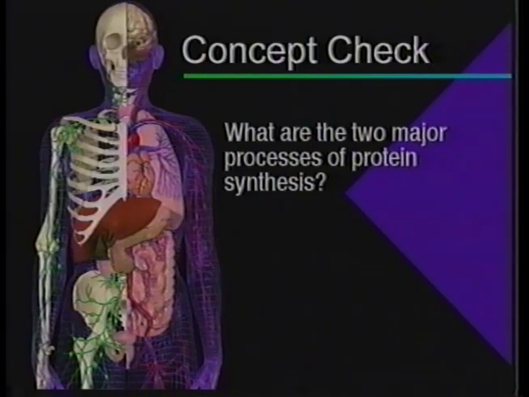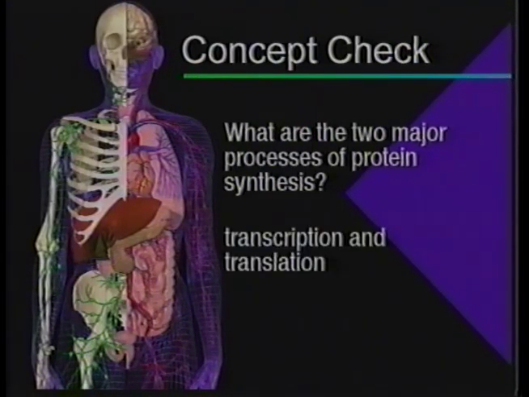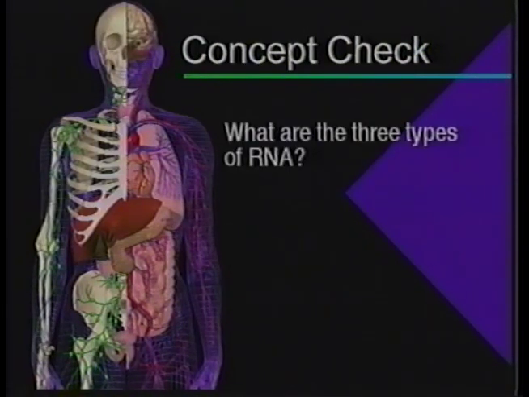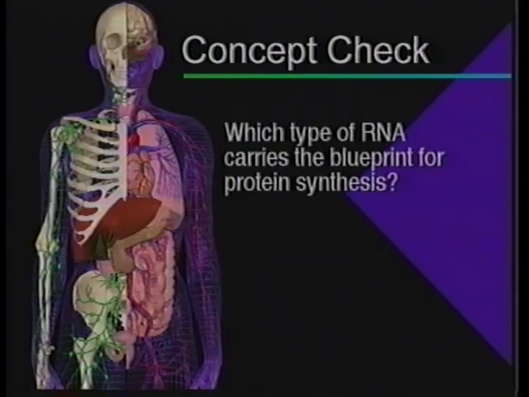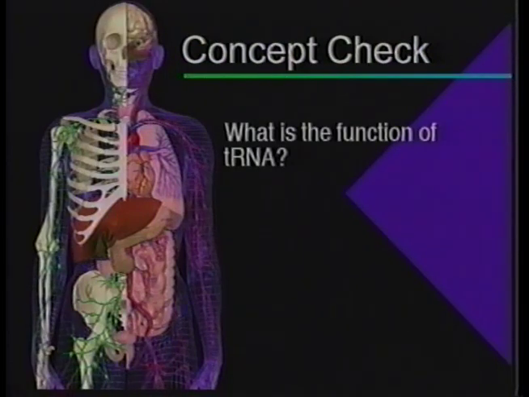What are the 2 major processes of protein synthesis? What are the 3 types of RNA? Which type of RNA carries the blueprint for protein synthesis? What is the function of tRNA?